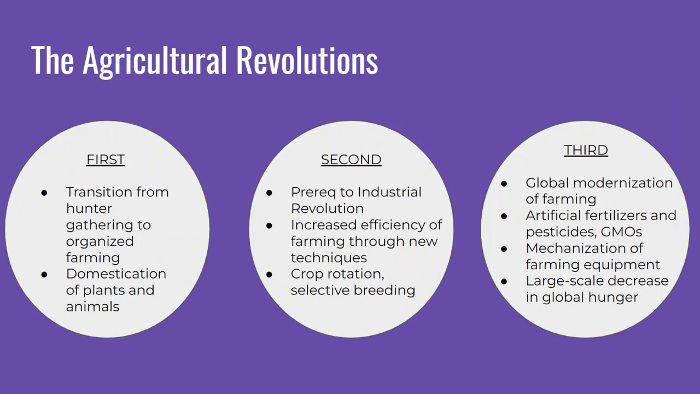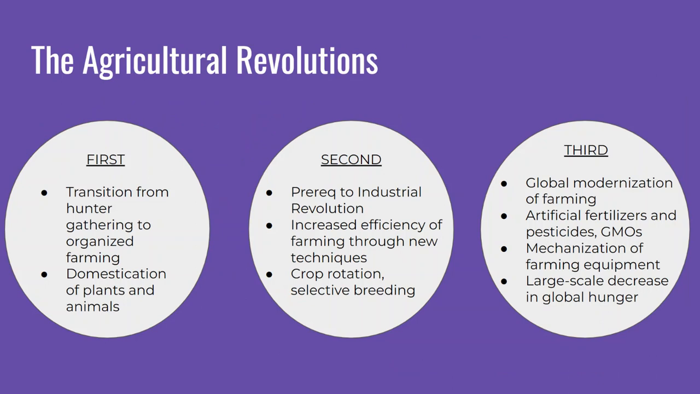Now, there have been various agricultural revolutions throughout history. The first agricultural revolution was the transition from hunter gathering to organized farming. This was the domestication of plants and animals, essentially in the earliest societies in Mesopotamia.